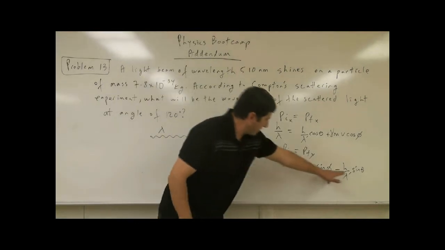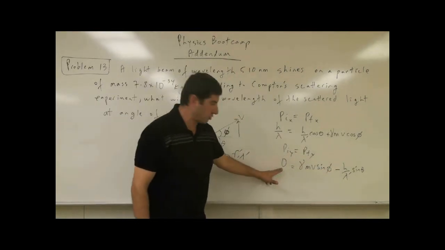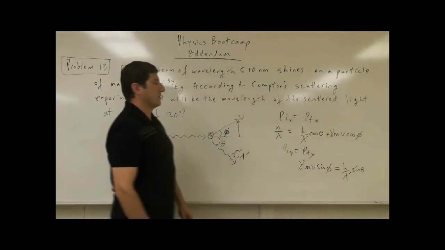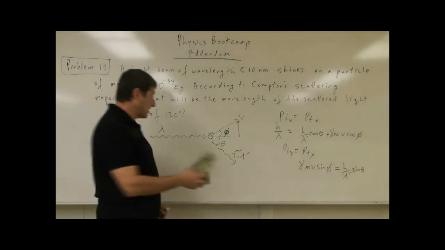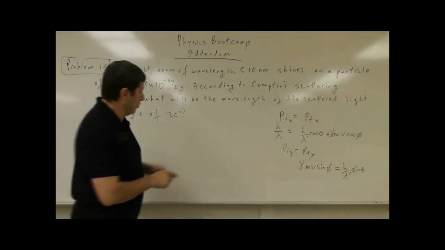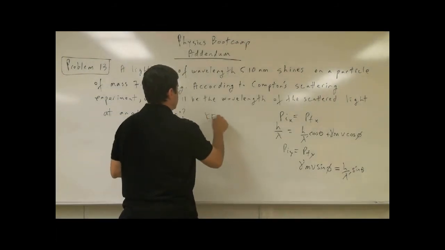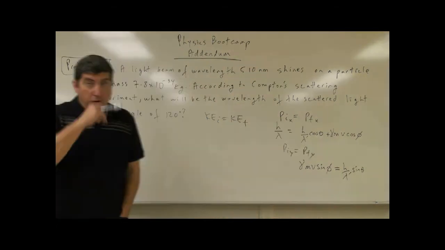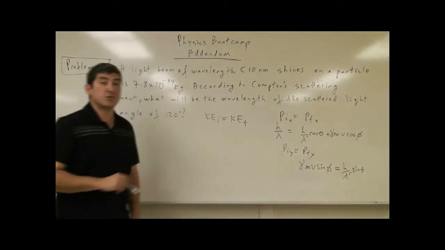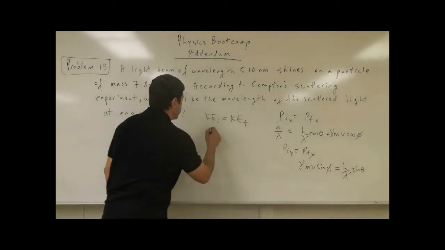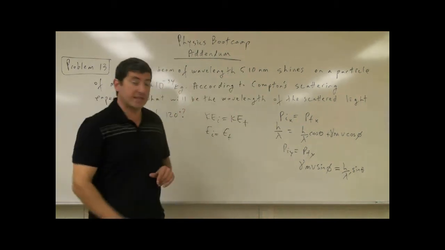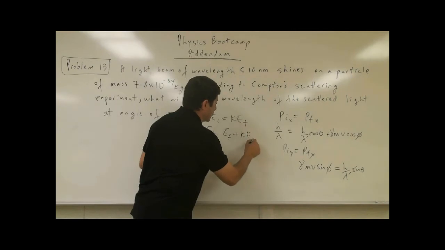So we can equate them. Since they're equal to 0, I can say gamma mv sine of phi is equal to h over lambda prime sine theta. And then the kinetic energy conservation comes out to be kinetic energy initial equals kinetic energy final. The kinetic energy of a beam of light is the same as its total energy, because it doesn't really have rest energy. So the kinetic energy is just equal to E initial. And then the final kinetic energy is the final energy of the beam of light plus the kinetic energy of the particle of mass m.